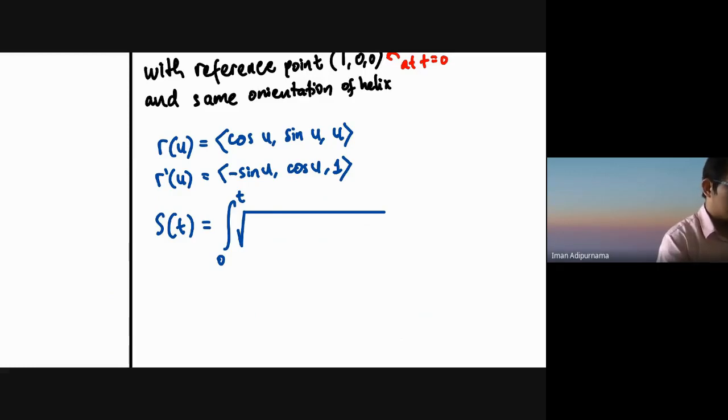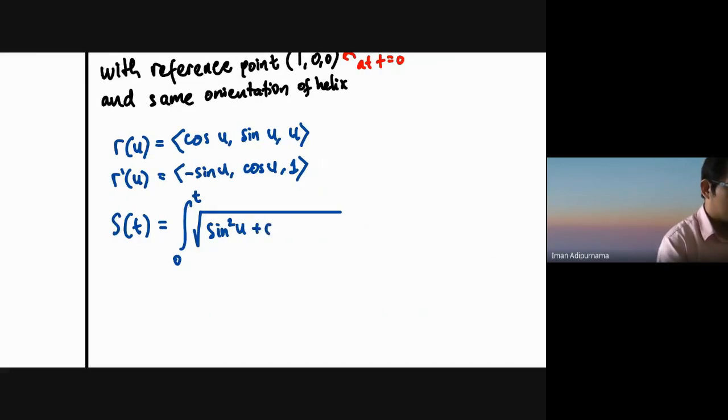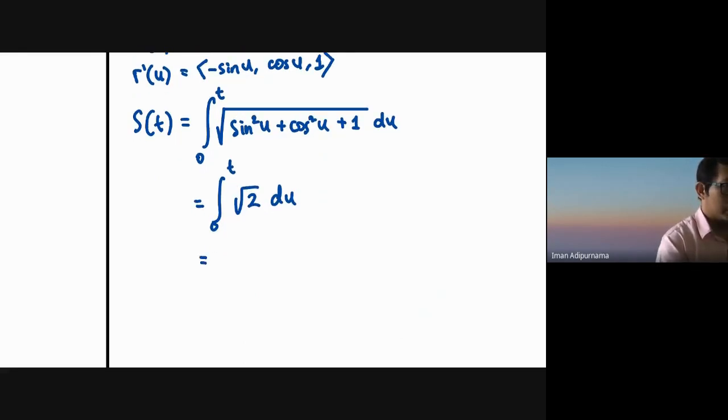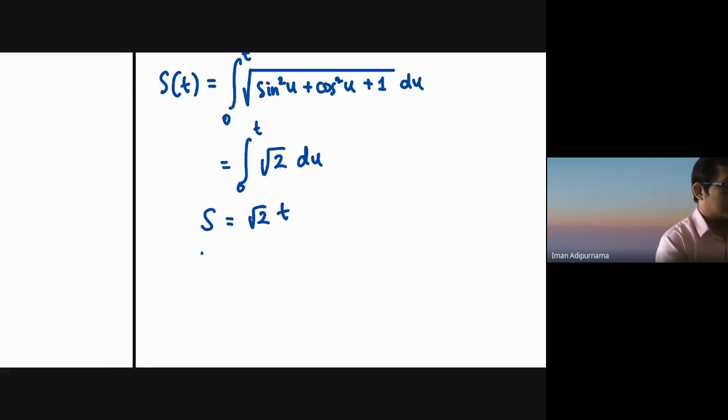It's squared, all the r prime. So sine squared plus cos squared plus 1. Okay, and it's du. And solving this, we get square root of 2 du. And we can integrate this, and we can write this as square root of 2 t. This is s. Okay. And now we can have t is actually s over square root of 2.